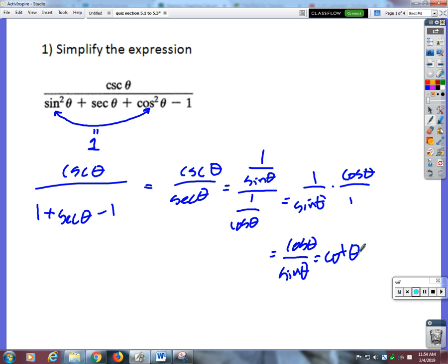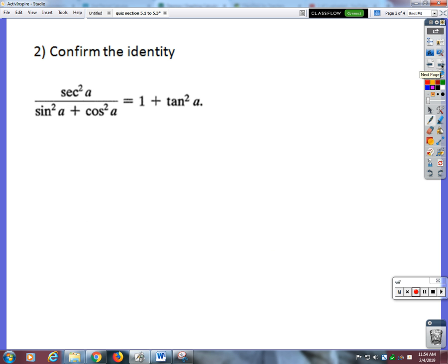Okay, so I think I went with 1, or no, is this 5 points? Yeah, so 1 point there, another point there, 3, 4, 5. So 5 points for that. Okay. Good job. All right, number 2, confirm the identity.